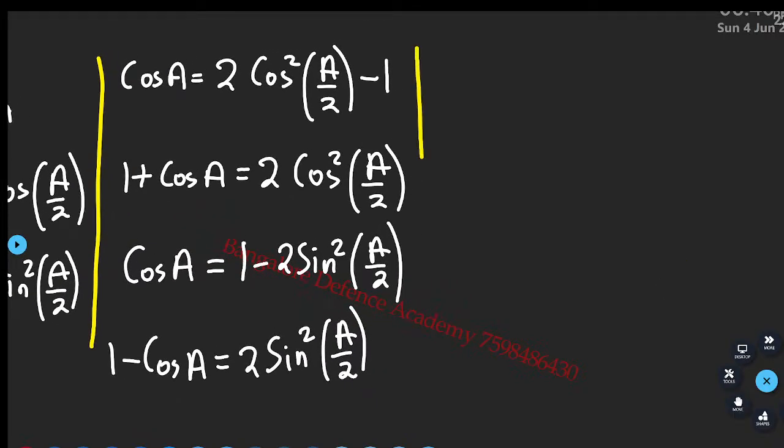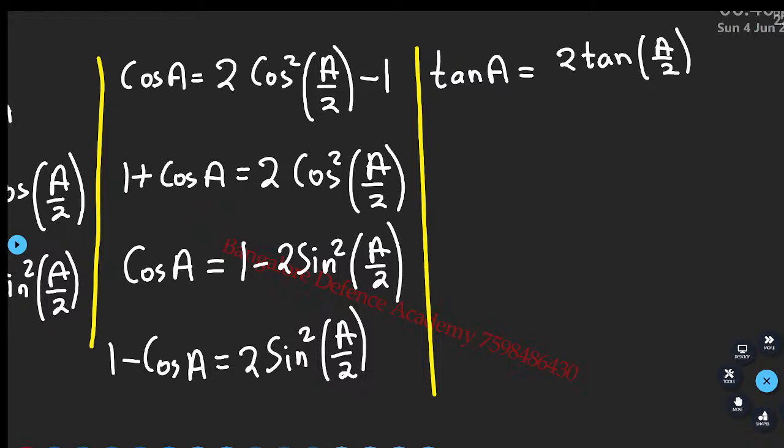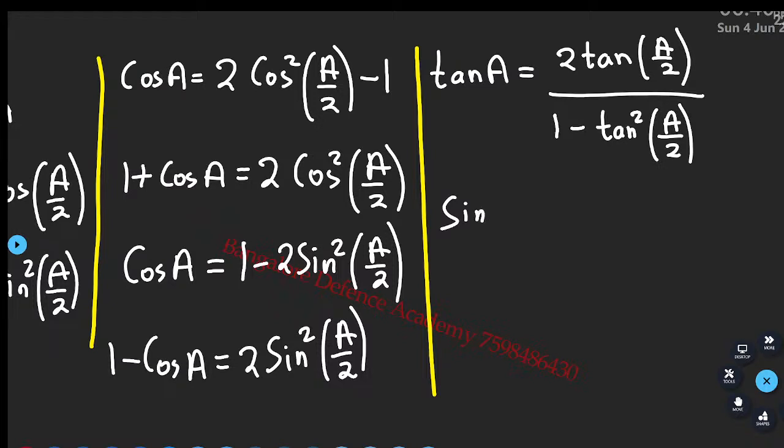Next, tan A is equal to 2 tan A by 2 divided by 1 minus tan square A by 2. Next, sin A is equal to, yes sir, thank you.